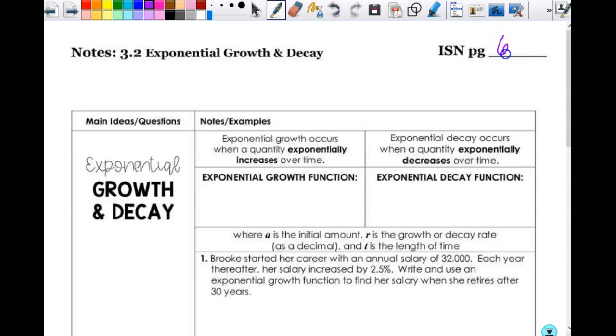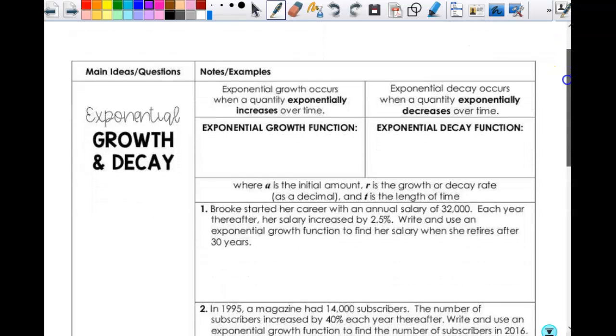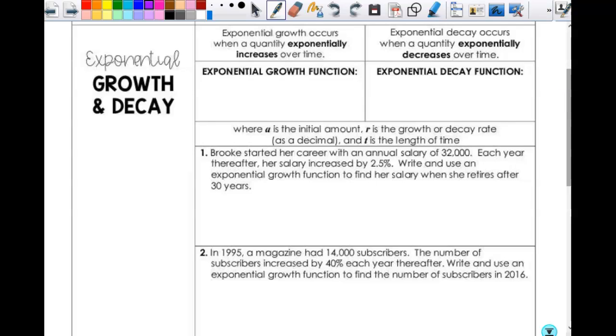All right, this is going to page 62 when we are done. So, exponential growth and decay. The first thing is, I want you to look at these calculators. I should have said this to begin with.